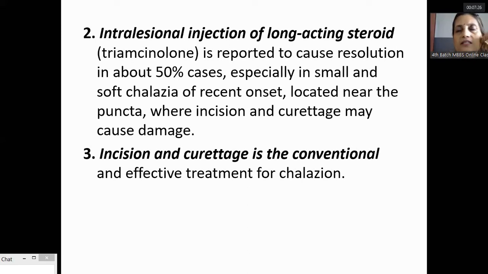By injecting the triamcinolone, the side effect is that you see a whitish area at that site for a long period of time. Otherwise you can go for it.